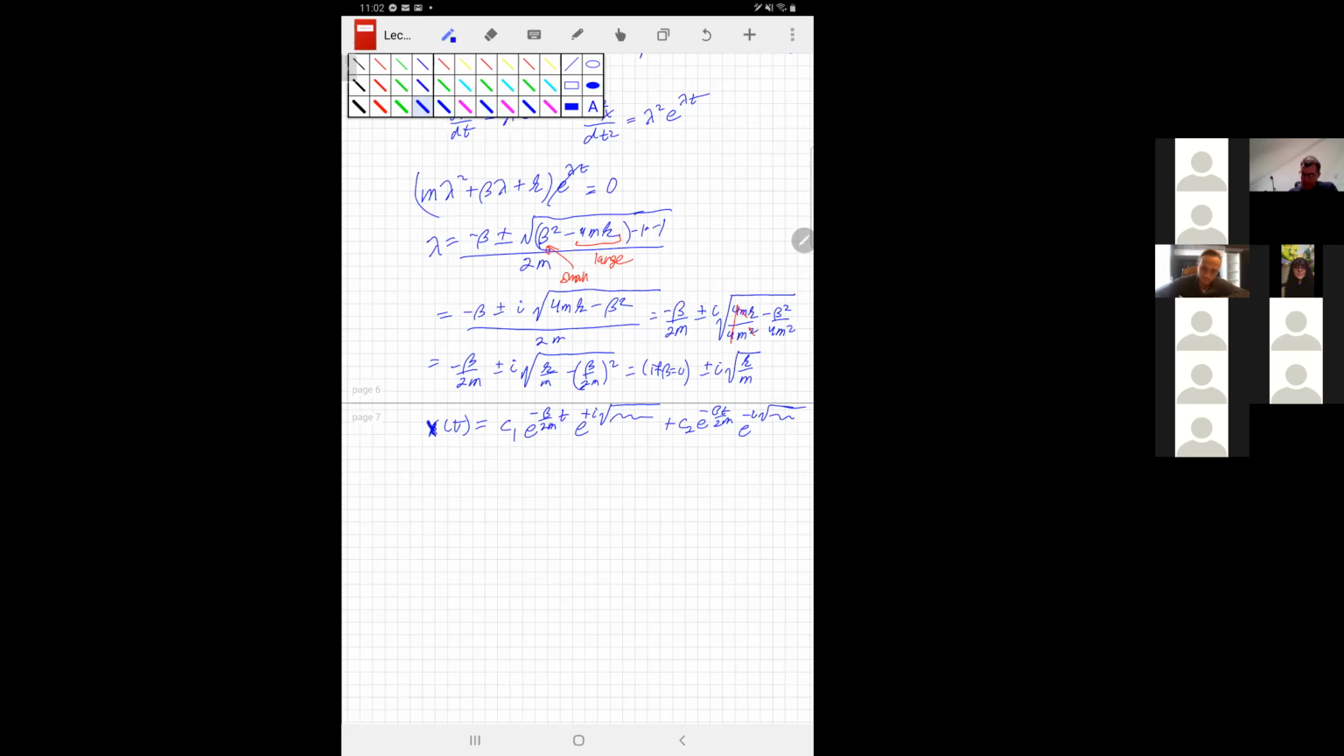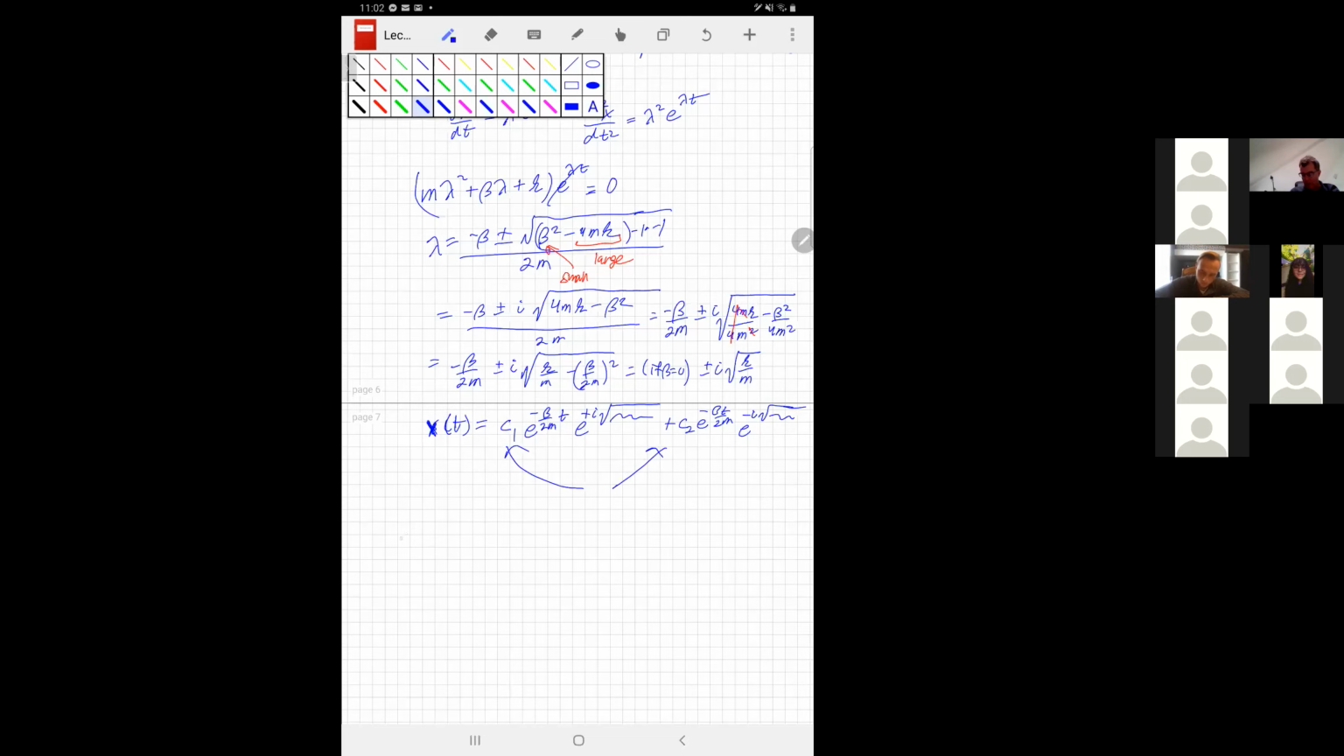So that's how we solve these kinds of equations. Now we still have to deal with initial conditions, and I'll let you deal with initial conditions in Friday's activity and try to understand how we use initial conditions to pick these coefficients.